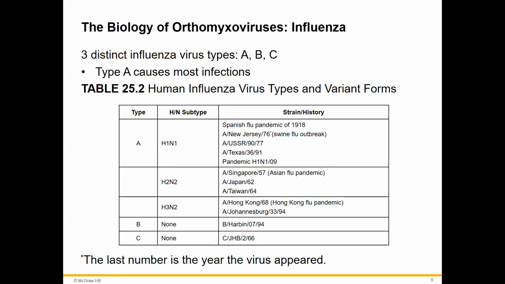So influenza is in this category. There's 3 types, A, B, and C. Type A causes the most infections, which is why we typically test for type A influenza. This is associated with our H1N1 pandemic. This is associated with the Spanish flu pandemic. So type A tends to be the most pathogenic of the types.